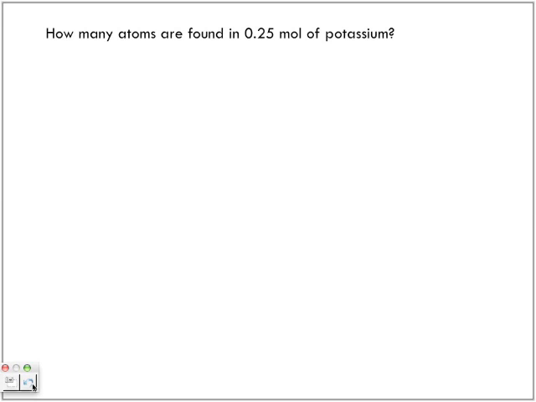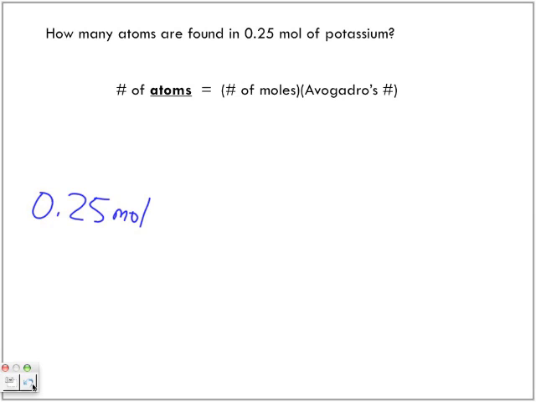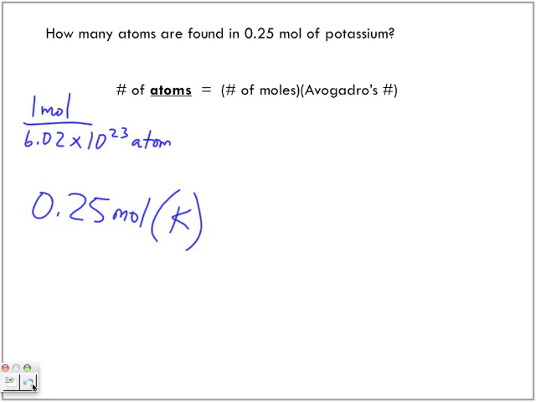How many atoms are found in 0.25 mole of potassium? Really simple, similar to what we're looking at, but with potassium we're looking at just the atom itself. We don't have a full mole, we have less than that. We want to find the number of atoms, so we use the number of moles and the Avogadro number. Here's the way I wanted to show it to you at the beginning. We have 0.25 mole of potassium. We know that 1 mole is equivalent to 6.02 times 10 to the power of 23 atoms.